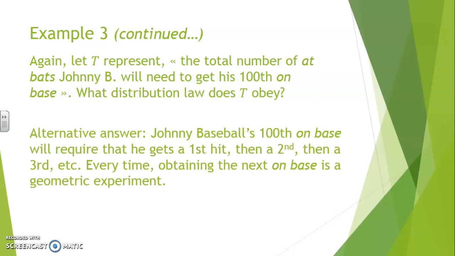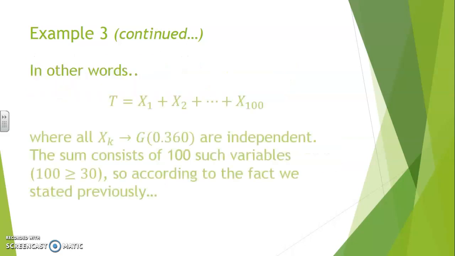Well, 100 successes means that Johnny B will make trials or go to the bat until he gets a first hit. And then you could begin the new experiment until he finds a way to get a second hit. And then you start counting at-bats until a third hit is obtained. Every time the next hit or the next way that Johnny B will get on base is a geometric experiment. So essentially, the total number of at-bats is the sum of all the individual geometric experiments that lead to the next hit. So we are adding identical variables.